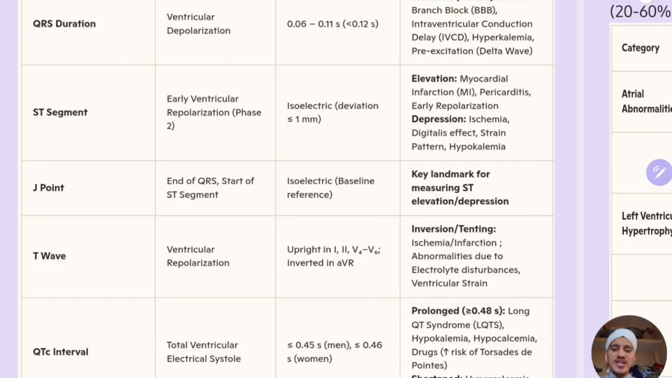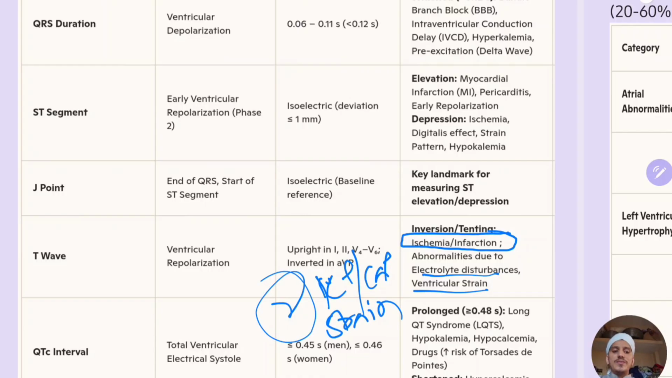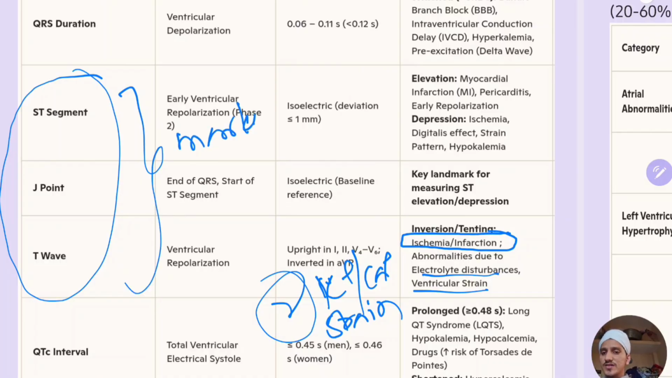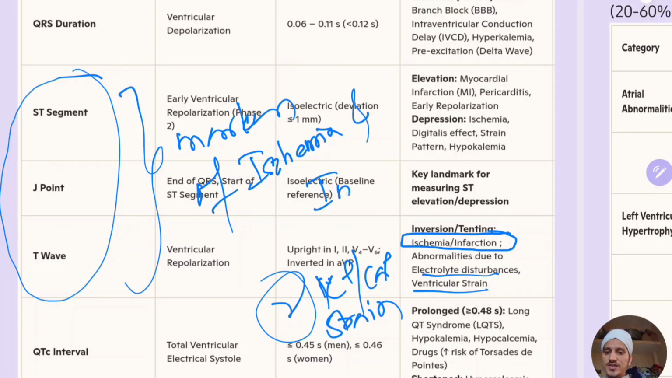So inversion or tenting of the T wave signifies ischemia or infarction. Keep this in your mind. And the second thing to keep in mind is electrolyte disturbances, for example potassium and calcium disturbances, and strain pattern. So ST segment, J point and T wave are the markers of ischemia and infarction. Remember this point: ST segment, J point and T waves.